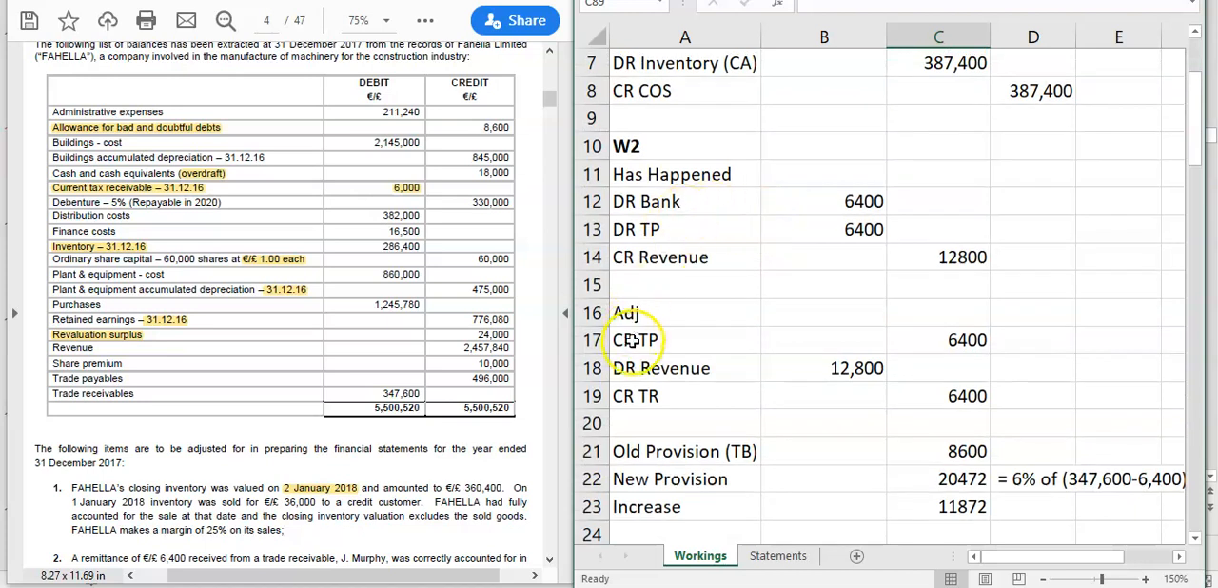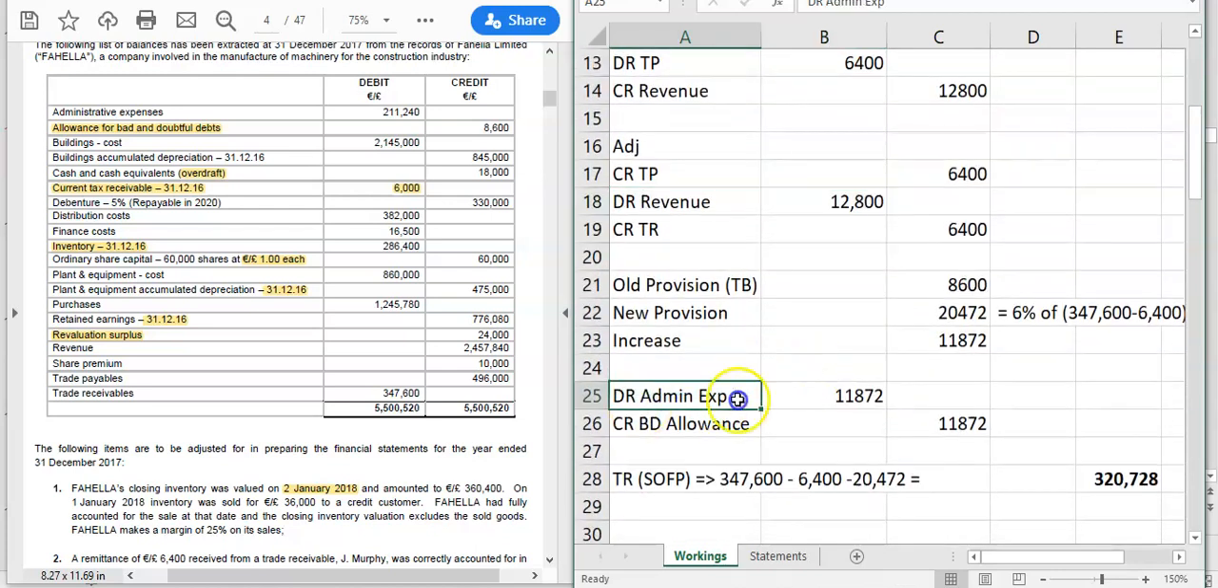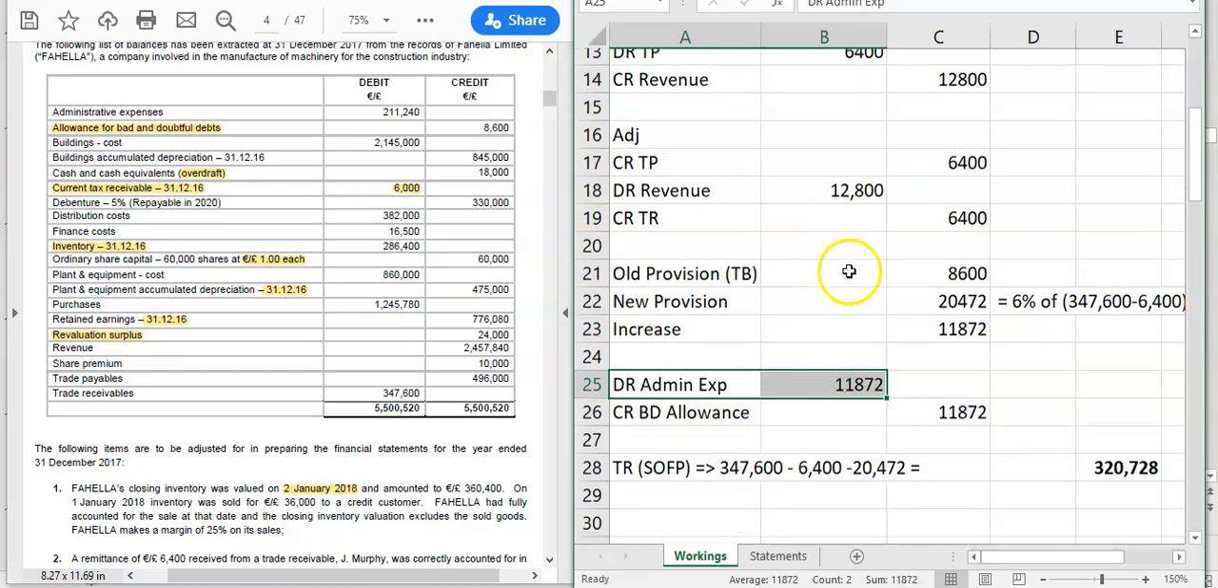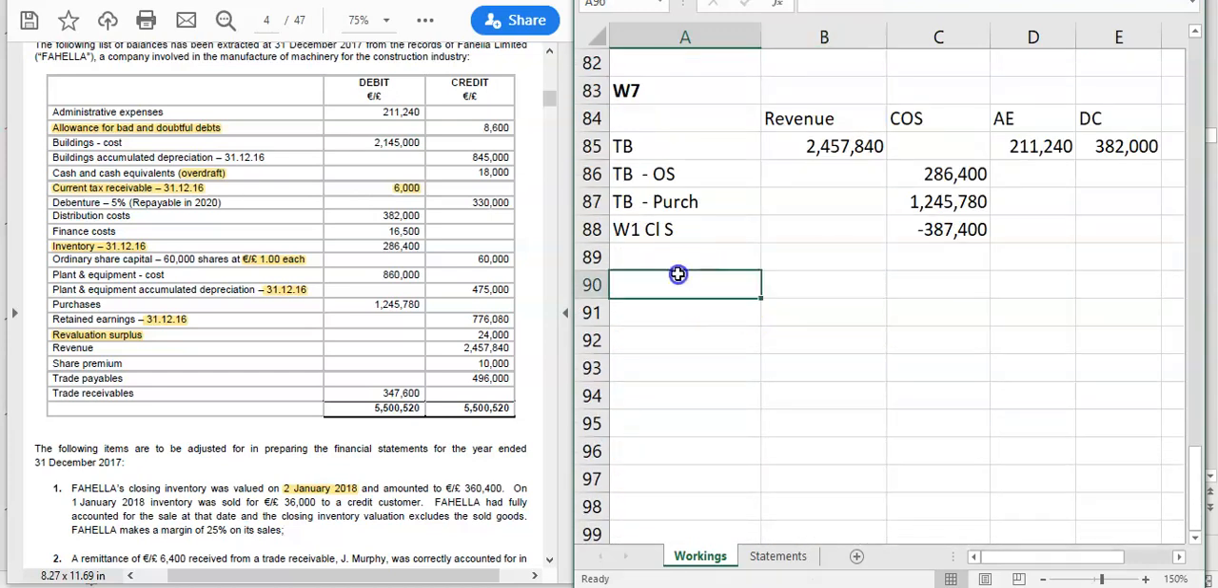So here then we have adjustments. We're going to debit revenue 12.8. So reduce the revenue 12.8, working 2, and increase admin expenses 11.872 for the bad debt provision. So 2 adjustments to working 2. So you see the way it's nice to lay it out as well. That's going to be minus 12.8, and that's going to be plus 11.872 for your revenue and your admin expenses.